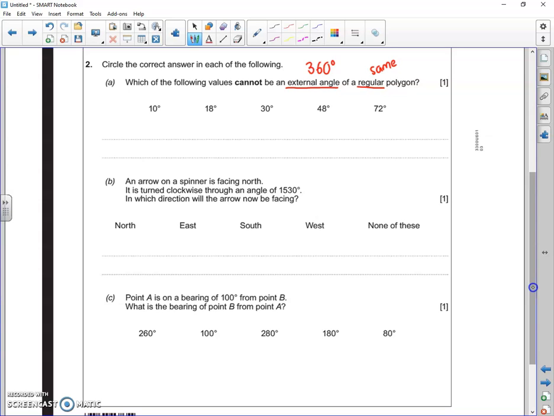So 10 goes into 360, 360 divided by 10, so that's fine, that could be. 18 goes into 360, 360 divided by 18 works. 360 divided by 30 works. 72 works. The one that doesn't work would be 48 degrees, because 360 can't be divided equally into 48 degree sort of slices, if you like.